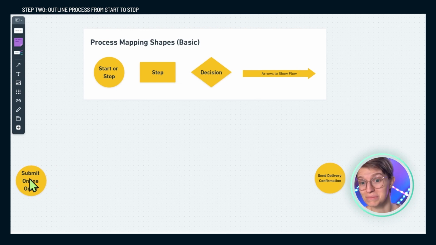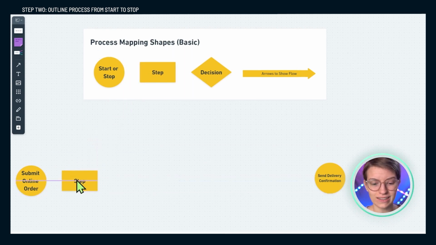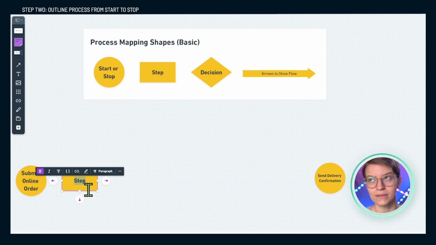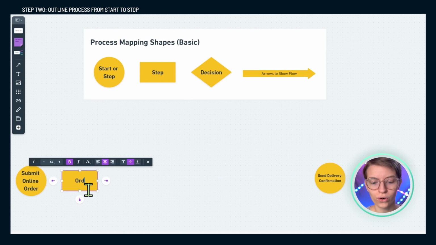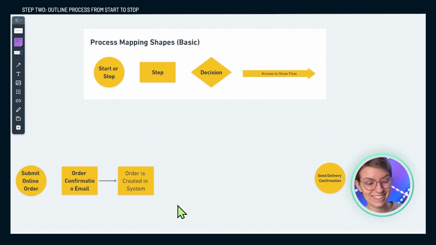It's a very simple question. If you need help, just pull in a friend or a spouse or a partner and say, all right, they submit an online order, then what happens? They receive an order confirmation email. What else happens? Oh, an order is created in our online system. What else happens? Just keep going, asking what happens next until you reach the end or the stop point of your process.